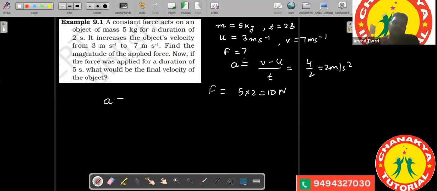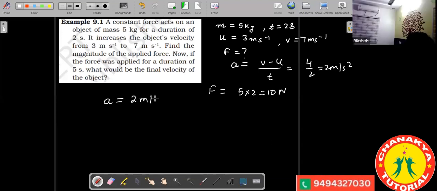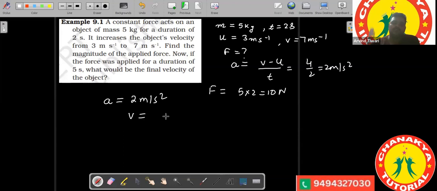Okay. See, acceleration is 2 meter per second square. So yes, it's 30. Initial velocity is 3, so you can calculate the final velocity: v equals u plus at. So u is 3, plus 2 into 5. This is 13 meter per second. Okay, let's see the next question.